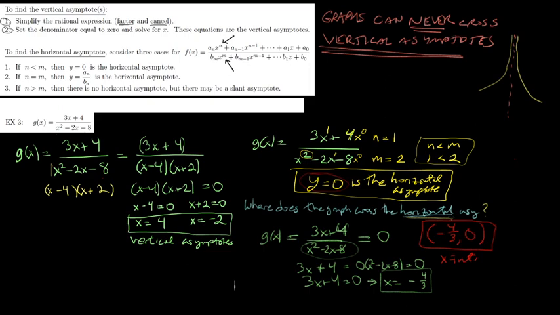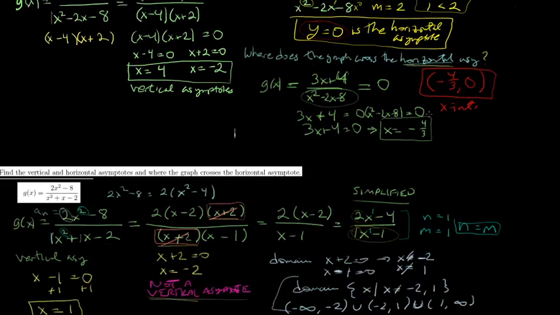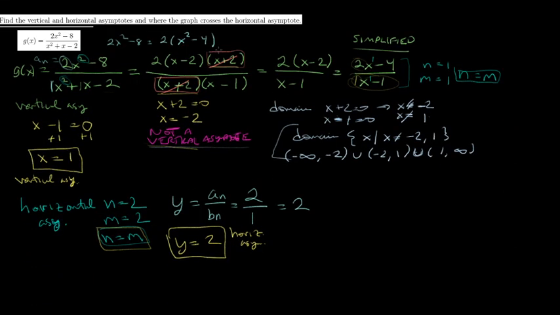So that's for the first example. That's where the graph crossed the horizontal asymptote. What about for the second example? So now, where does the graph cross the horizontal asymptote? Here, the horizontal asymptote is y equals 2. So now we set either the original function equal to 2, but I would prefer we used the simplified version. Set this equal to 2. So let's do that down here.